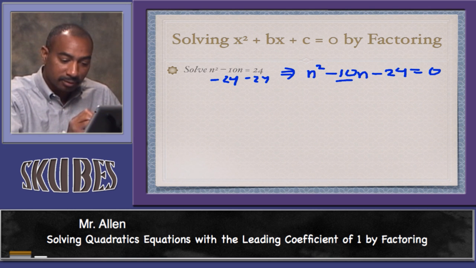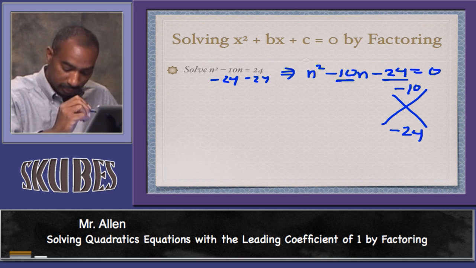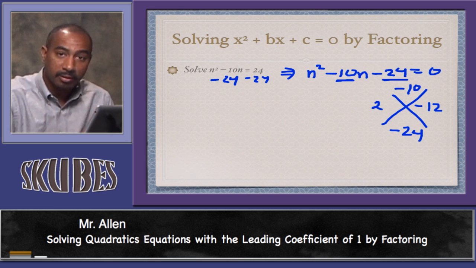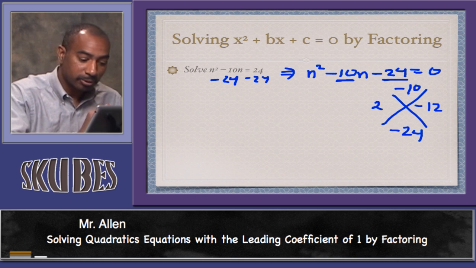You have a negative 10 for the coefficient of the linear term, a negative 24 for the constant. So what two terms multiply to negative 24, but at the same time add up to negative 10? And you think about that, that should be 2 and negative 12. 2 times negative 12 is negative 24, but if you add them up, 2 plus negative 12 is negative 10. So those are your two factors.